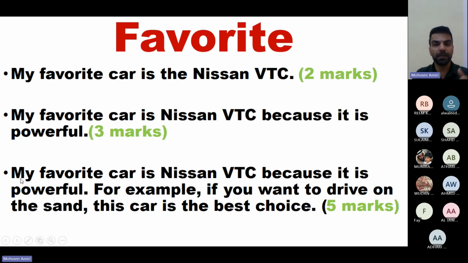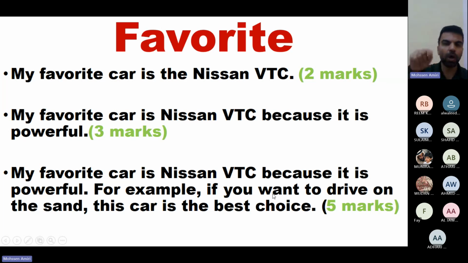Student number 3 answers like this. Well, my favorite car is Nissan VTC because it is powerful. For example, if you want to drive on the sand or the Sahara, this car is the best choice. For this one, we give 5 marks. Why? Because of too much spice. It gives a reason, evidence, then it gives an example also. The student used because, and he also tried to give an example. So that's why, for this answer or this writing, we give a better mark.